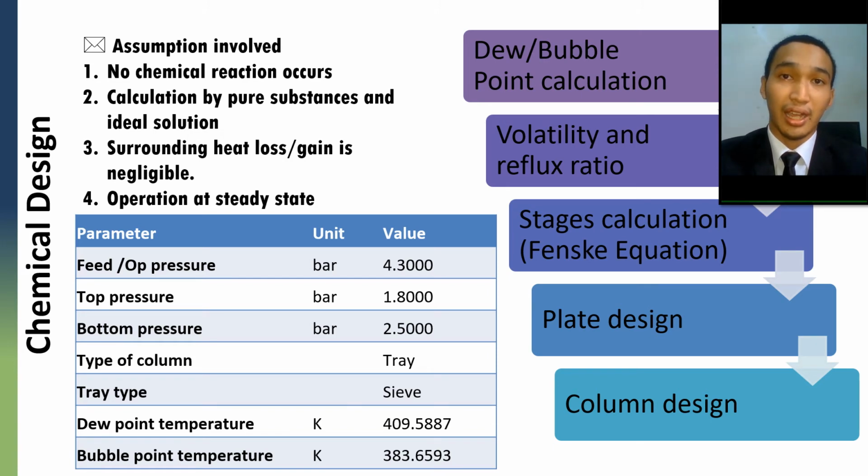Sieve trays are acceptable for this distillation column. The height and diameter of this distillation column are in the optimum range, which is under 30.0. Also, the efficiency of the tray is above 51%, but it can be improved by the stages, which is 29 stages.